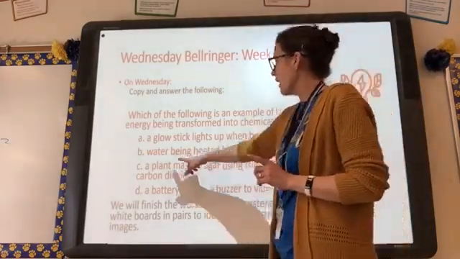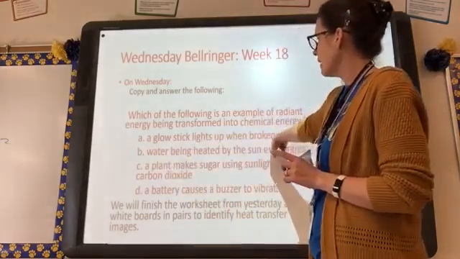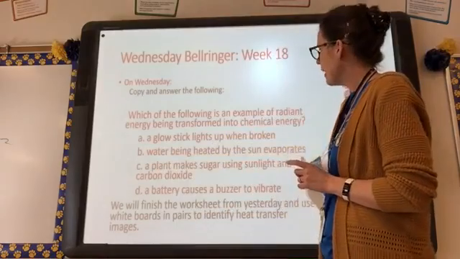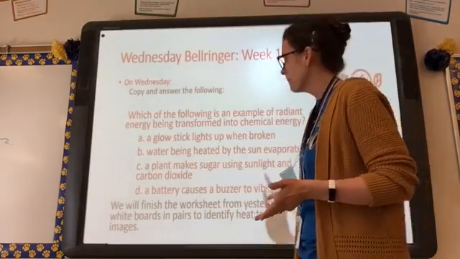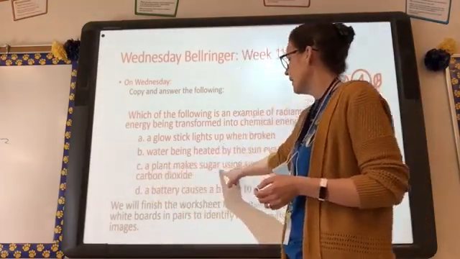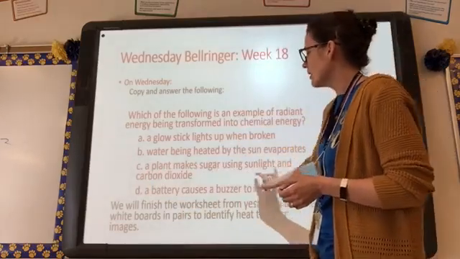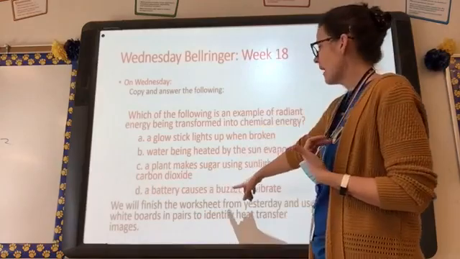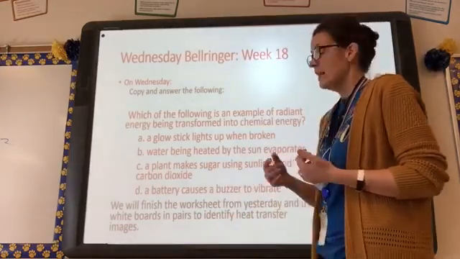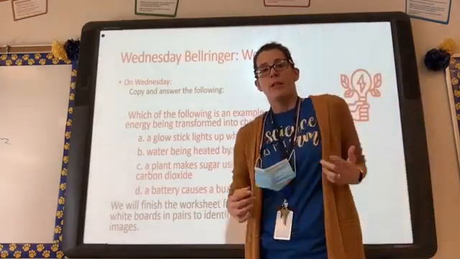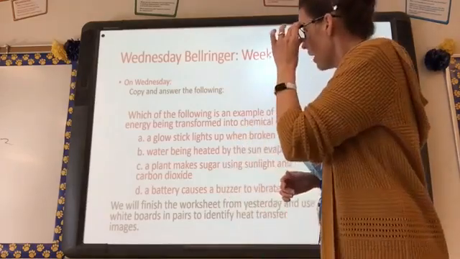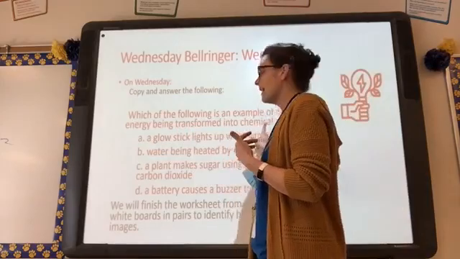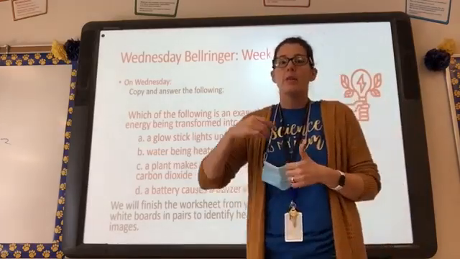Our choices are A, a glow stick lights up when broken. B, water being heated by the sun evaporates. C, a plant makes sugar using sunlight and carbon dioxide. Or D, a battery causes a buzzer to vibrate. Well, let's look at these and we'll talk it out. Which of the following is an example of radiant energy being transformed into chemical? So we want light to chemical.